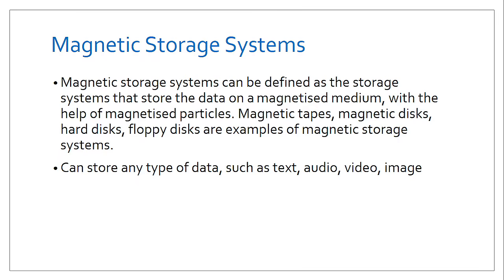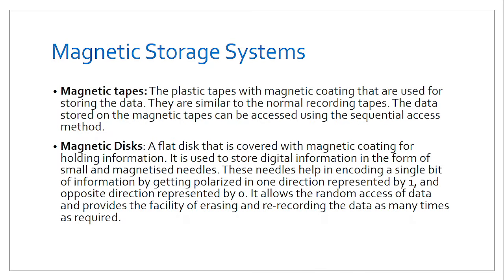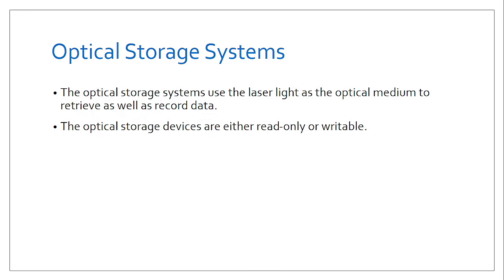Talking about the hard disks and so on. They can handle data in different categories such as text, audio, video, and so on. As you can see, these are the examples. Magnetic tapes are like the ones that we use to store movies. They're plastic tapes with a magnetic coating that are used for storing data. Magnetic disks I've already mentioned, right? Their examples are the hard disks.